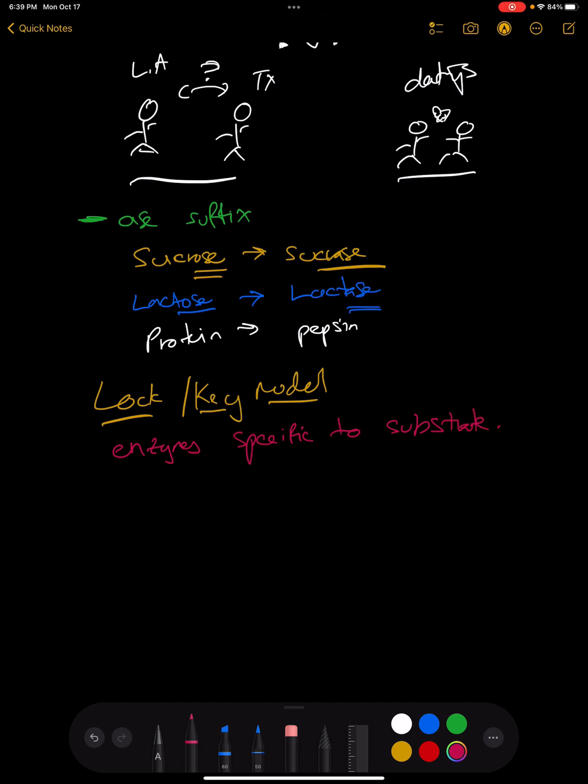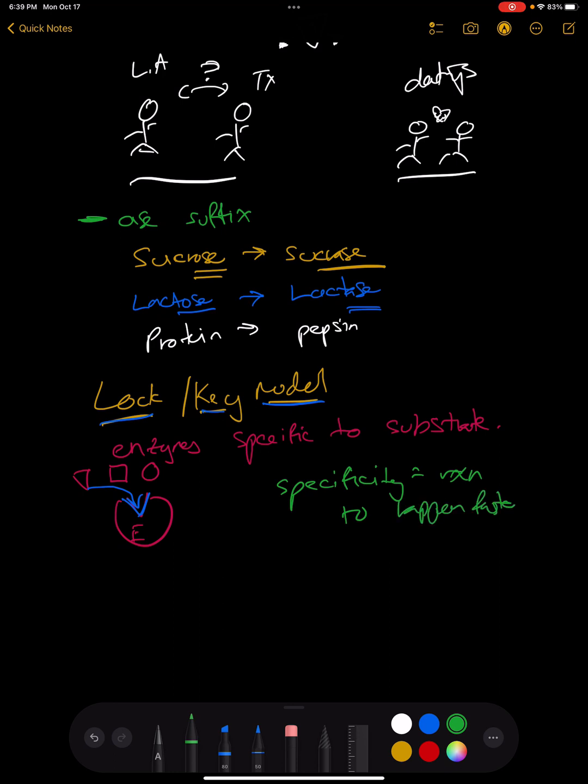And so if this were my enzyme, and I have these substrates to choose from, triangle, square, circle, well, it's just like the little kid game. Which one's going to fit into the active site, guys? It's the triangle because it fits, right? That's the lock and key model, because the whole idea behind this is that if I have specificity, then that means I get the reactions to happen faster, right?